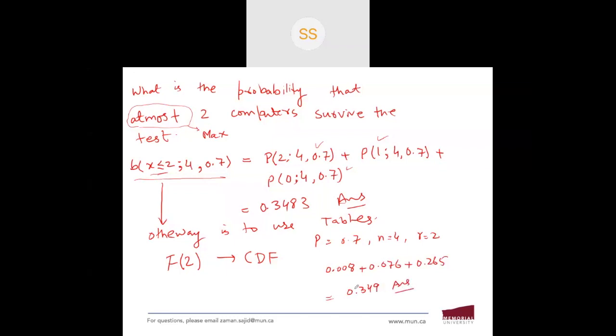And if you are using the CDF table, you will find this direct answer from there, as I showed you. You just need a little bit of practice and then you can be okay with that. Now folks, we will do one example here. I'm going to the next slide.